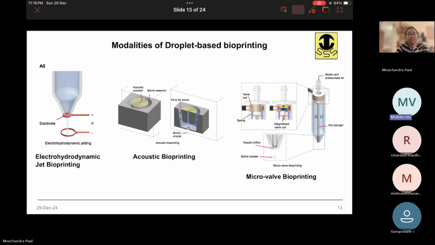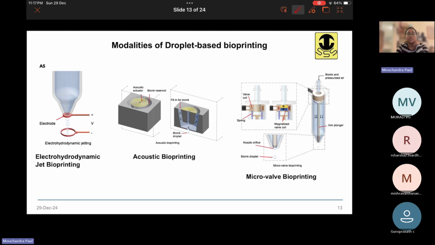Okay. But here there is much more restriction on what type of bioink material can be used, because if we use a very viscous one, then the sound wave will not propagate well. So that needs to be taken care of.